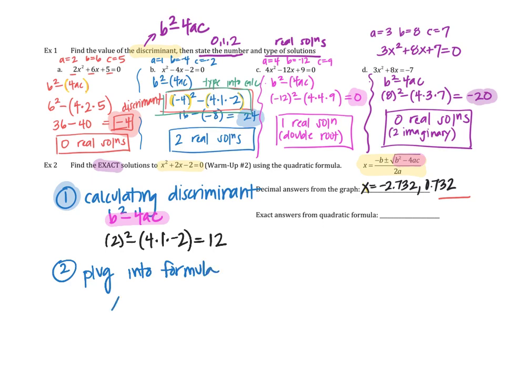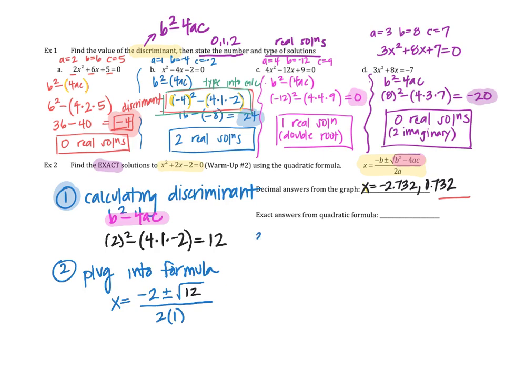Okay, so I have x equals the opposite of b. So b is 2, so the opposite is negative 2 plus or minus the square root of b squared minus 4ac. But what do I know the b squared minus 4ac to be? It's my discriminant, which is 12, so we can plug it in right there, all over 2a. Okay, so we're going to plug it in the formula.